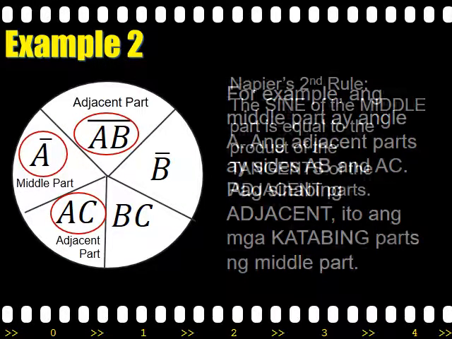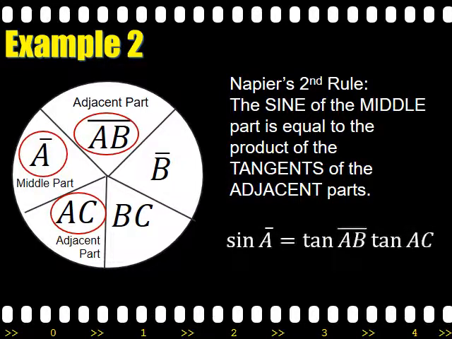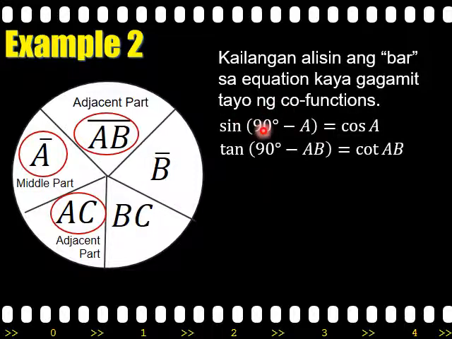Okay? Again, sabi sa Napier second rule, the sine of the middle part is equal to the product of the tangents of the adjacent parts. So, ang magiging equation natin, sine A bar equals tangent AB bar times tangent AC. Okay, so again, ang goal natin, tatanggalin ulit natin yung mga bars na yan using the cofunctions. Okay, so alam natin na ang sine of 90 degrees minus A is equal to cosine A at ang tangent ng 90 degrees minus AB is equal to cotangent AB.